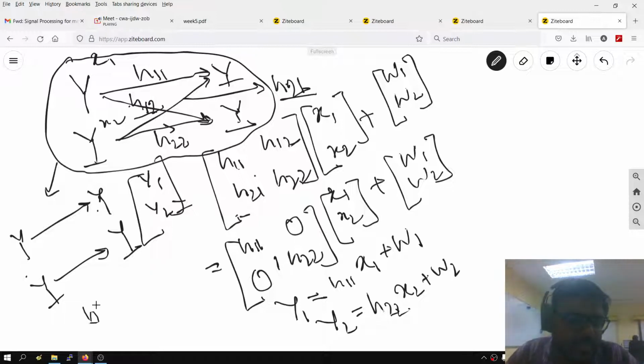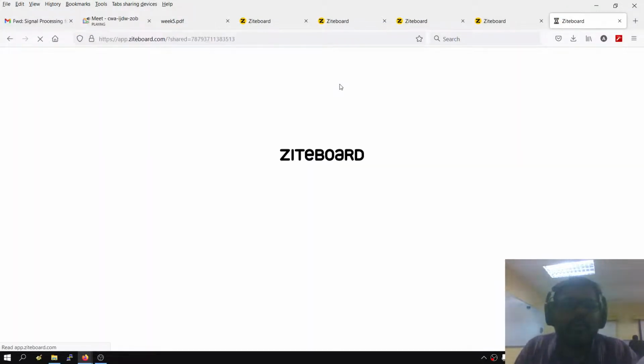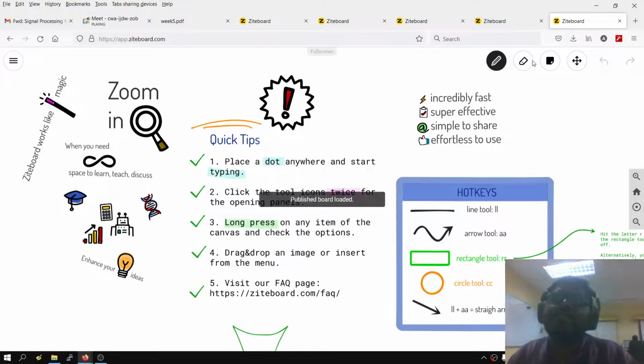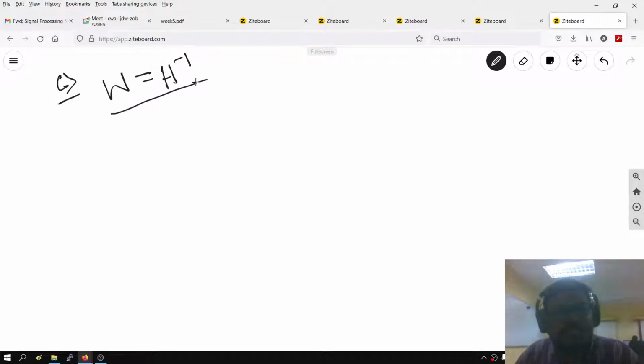So option B is also correct, because it can help us to detect a signal. So the next option, option C. Option C says we just use the inversion of the channel, that is H inverse, and we try to find out what the solution is. So option C is we use W is equal to H inverse. So what happens if we use W is equal to H inverse?